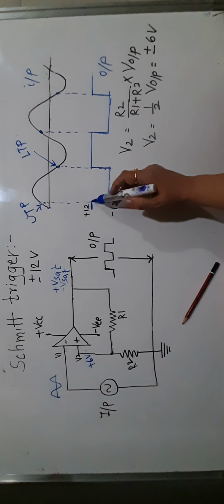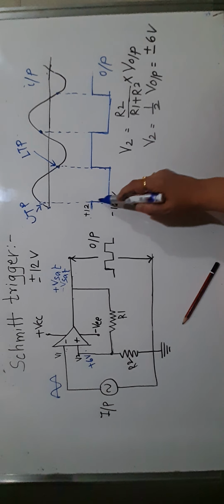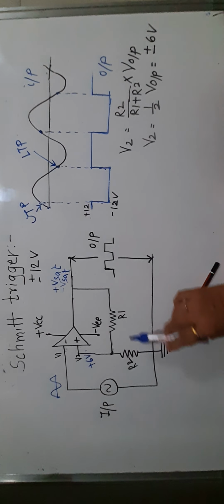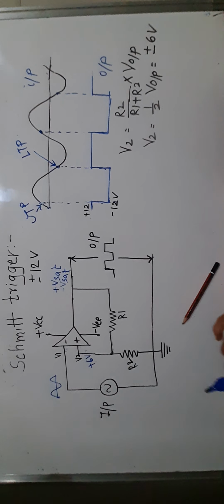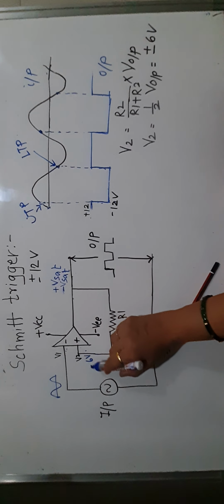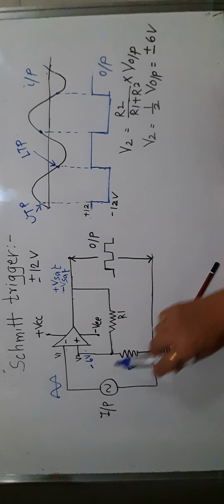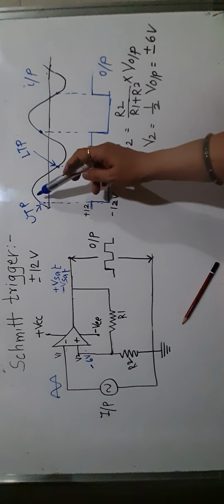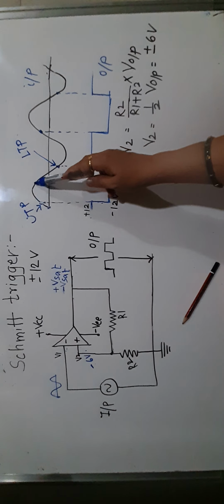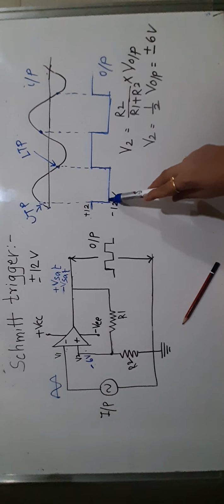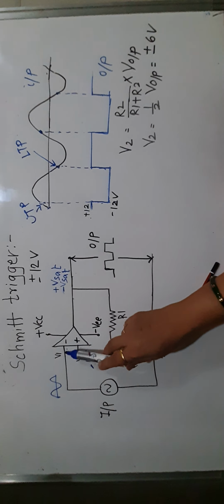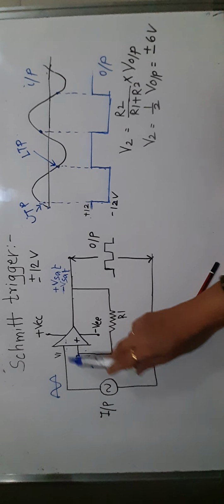Okay, so here the output changes from plus to minus, the lower pulse has started. Now the reference is also changing. As this becomes minus, the reference becomes minus 6 volt. Now here the input is positive, and as long as the input is positive, the output remains negative. The output is not going to change because the voltage at the inverting terminal is greater.